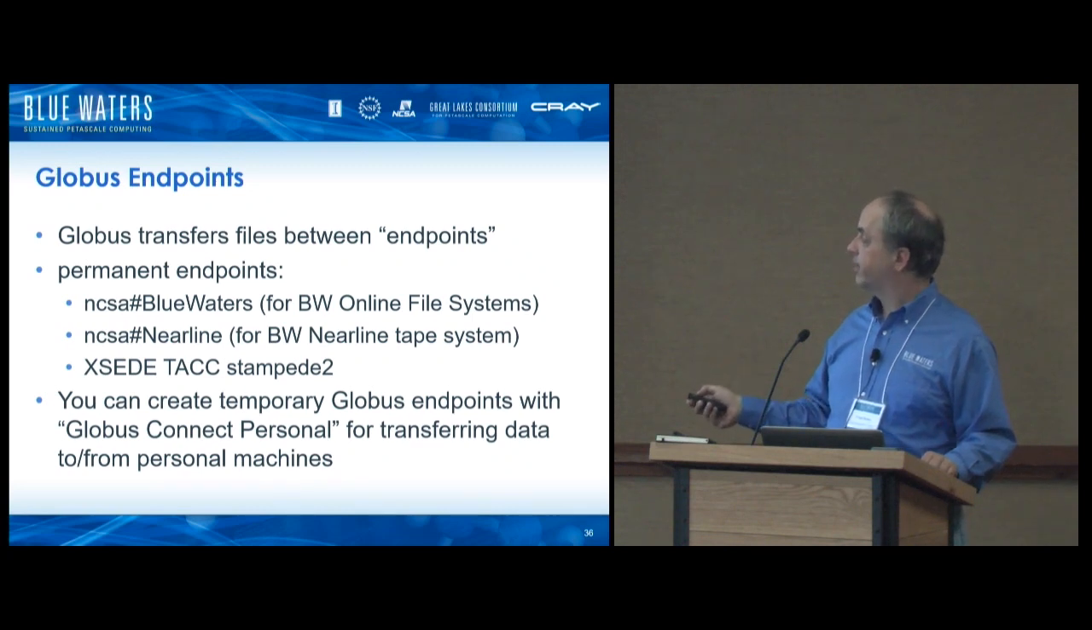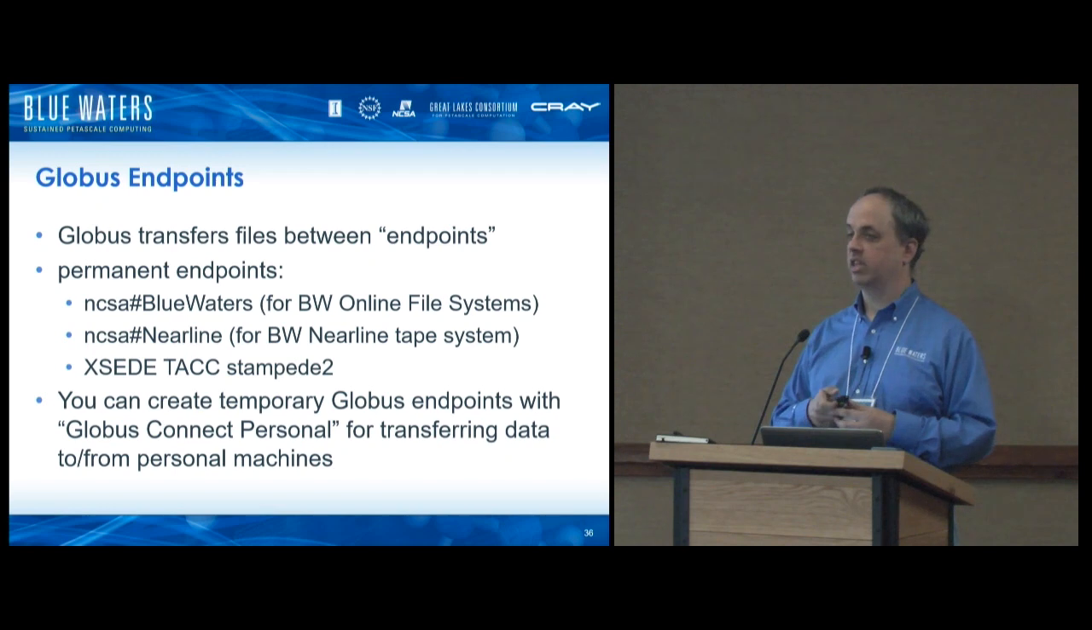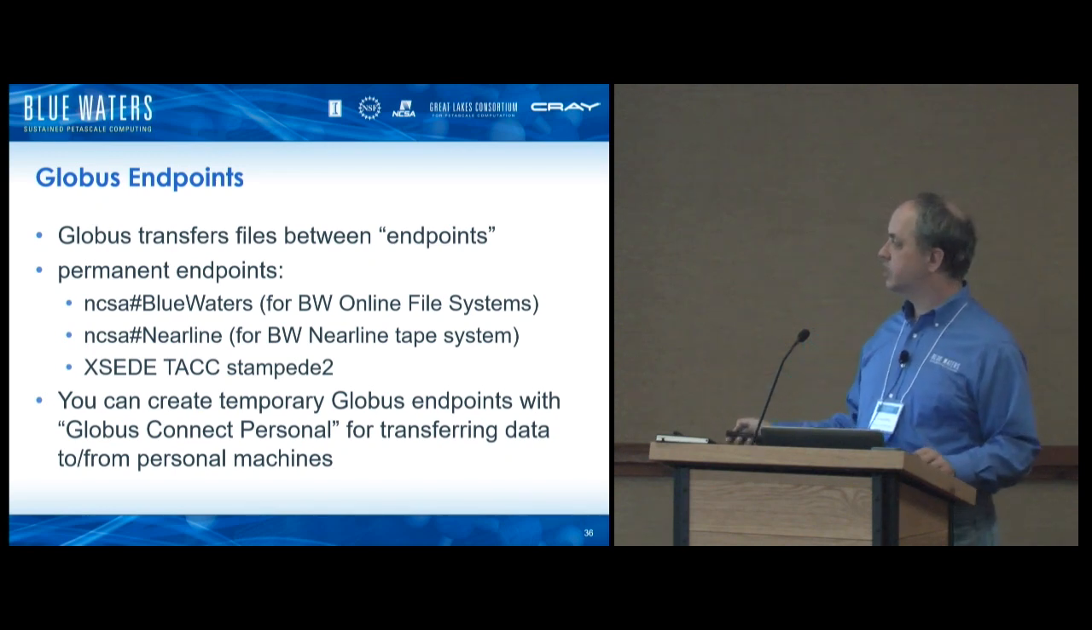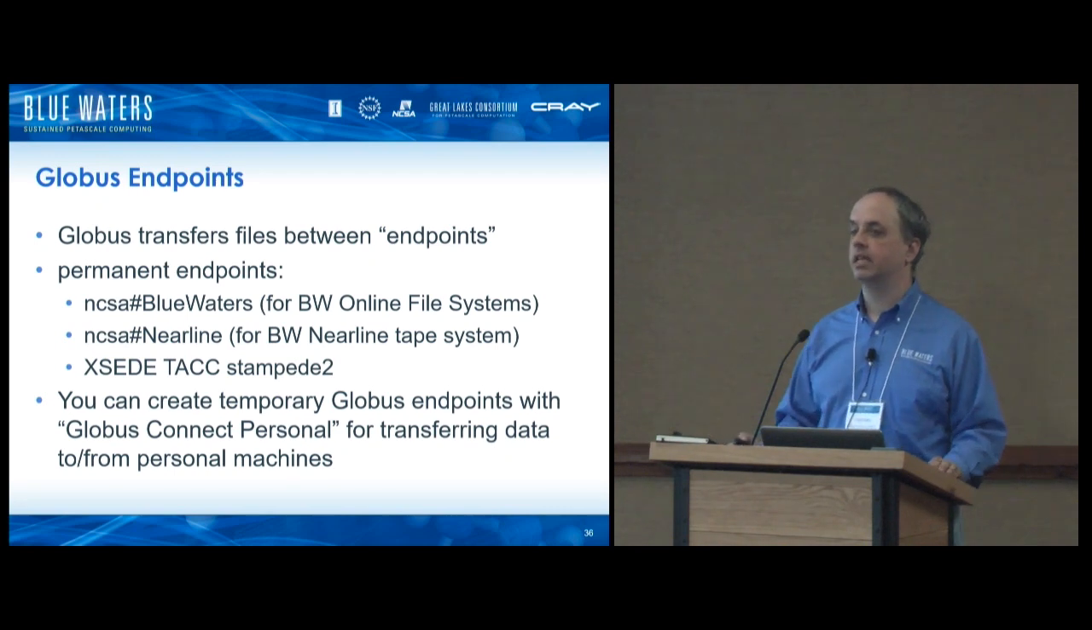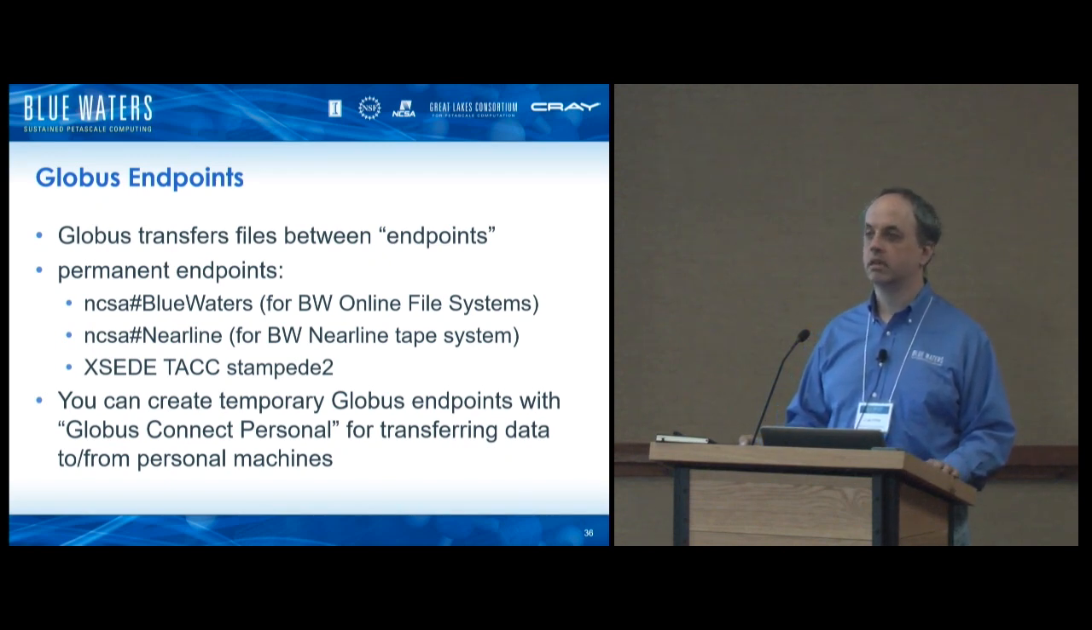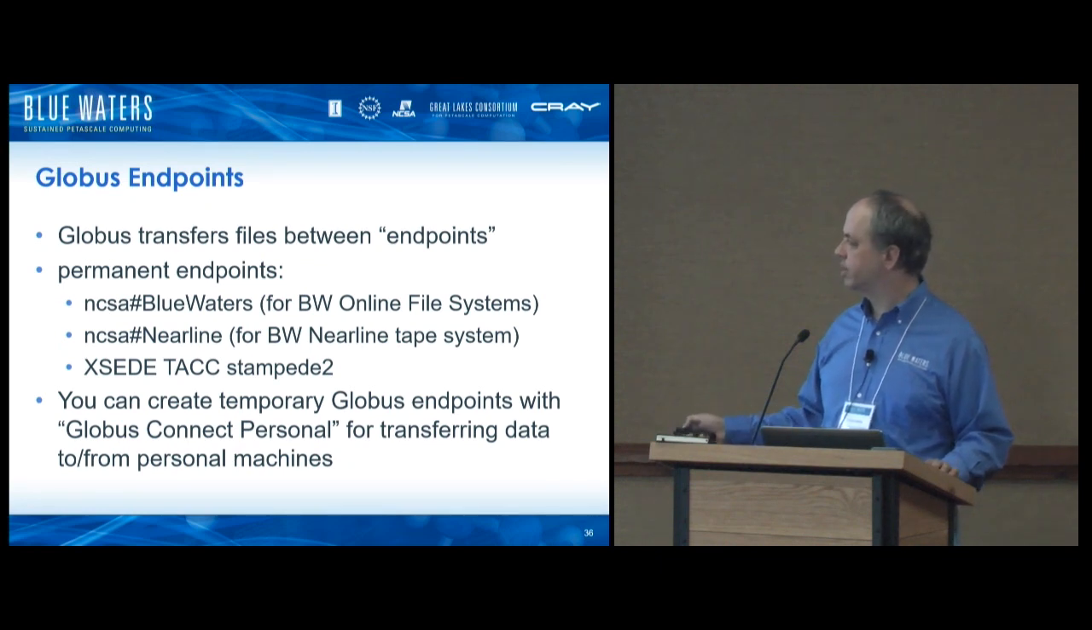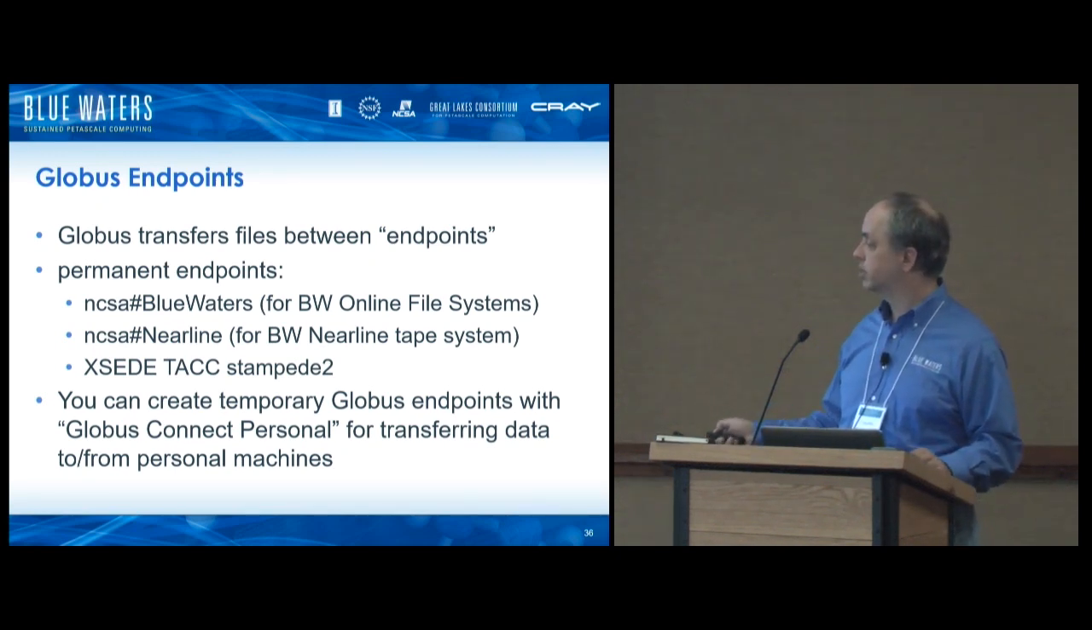Okay, Globus uses the concept of endpoints. You have permanent endpoints like NCSA Blue Waters and NCSA Nearline, which are different, XSEDE, TACC, Stampede2, for example. You can create temporary Globus endpoints using Globus Connect Personal, which is just something that you download and run. This is generally pretty painless. It's a little bit sensitive to super tight firewalling. So if you're way inside a university network and they're really persnickety about sockets, then sometimes you have to convince people to open those up a little bit. But if you want to transfer stuff to and from big machines from your laptop or from your university cluster, Globus Connect Personal is a great way to do it.